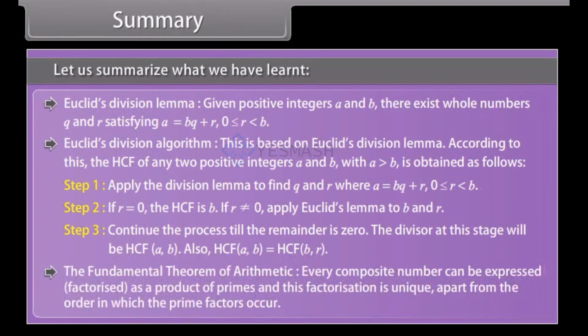The Fundamental Theorem of Arithmetic: every composite number can be expressed (factorized) as a product of primes, and this factorization is unique, apart from the order in which the prime factors occur.